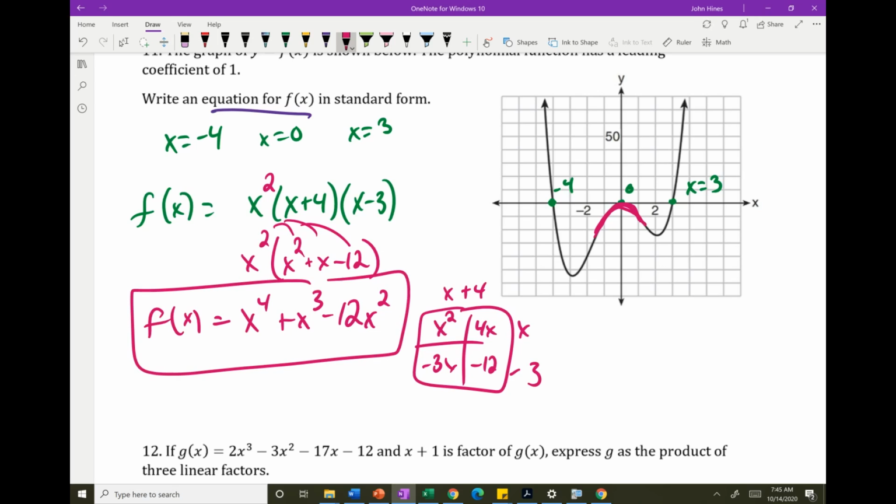If I ask you for an equation, make sure it actually has an equal sign. Y equals f of x equals. So the key thing is here, if I know my zeros, I can work backwards and get my factors. Make sure you know how to handle those double zeros.